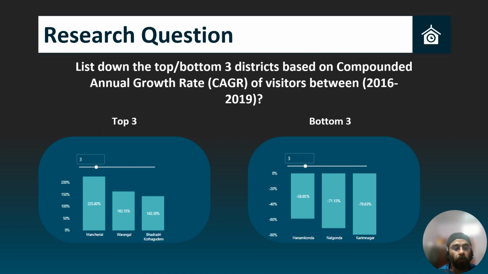Now, we see that the top three districts with the highest CAGR are Mancherial, Warangal, and Bhadradri Kottagudem, while the bottom three are Karimnagar, Nalgonda, and Hanamkonda. With that, we will move on to the insights and recommendations.